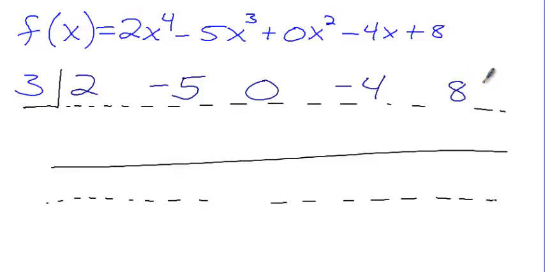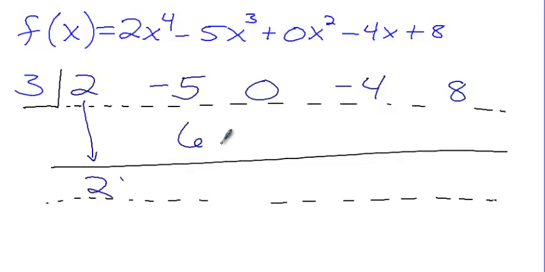Okay, so for synthetic, the very first step is we drop the a. So what's my a? 2, this drops and goes down there. And now what we do is we take the number from the equal bar, multiply it with the box outside, and that number goes in row 2. So what's 2 times 3? 6, so that goes here. You take the number from the equal bar, multiply it with the box outside, and that number goes into row 2.